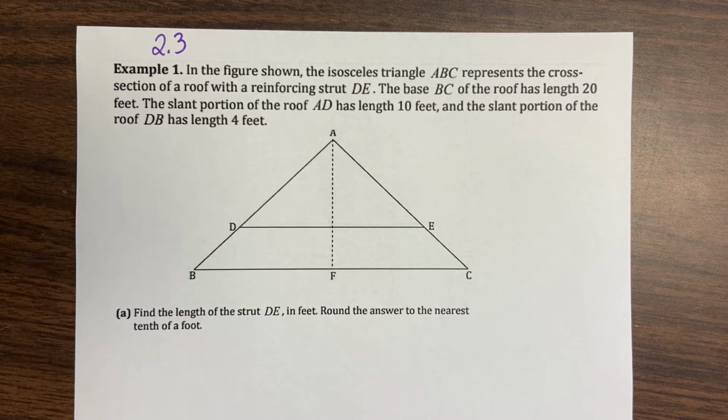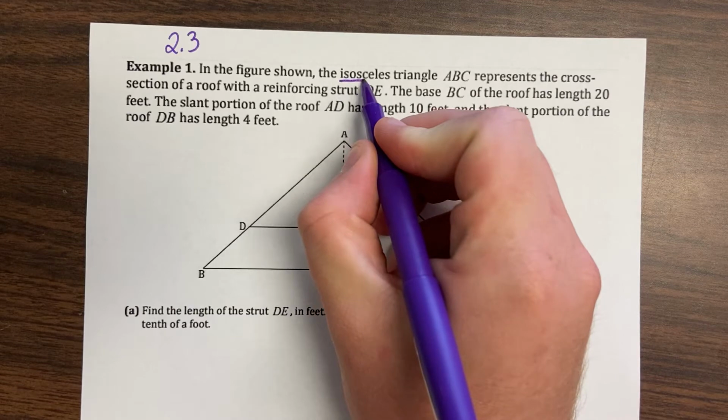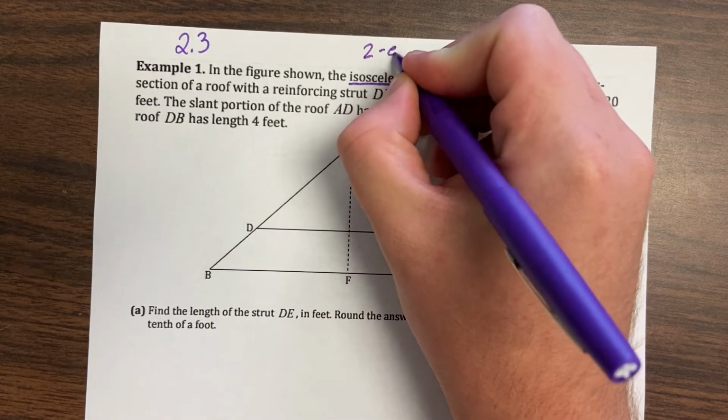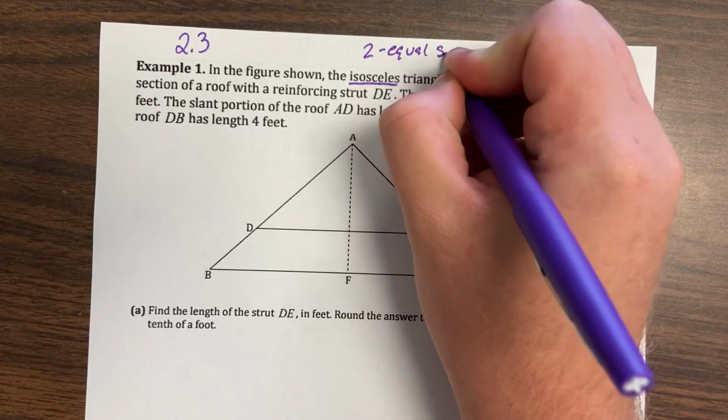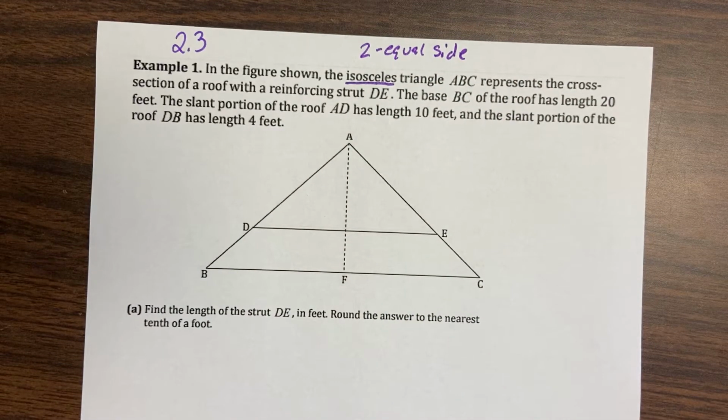All right, example 1. In the figure shown, the isosceles triangle, so maybe from geometry class, isosceles triangle means two equal sides. Okay, so some definition there. So we know we're dealing with a triangle that has two equal sides. We're dealing with triangle ABC. It represents a cross section of a roof with a reinforcing strut DE.